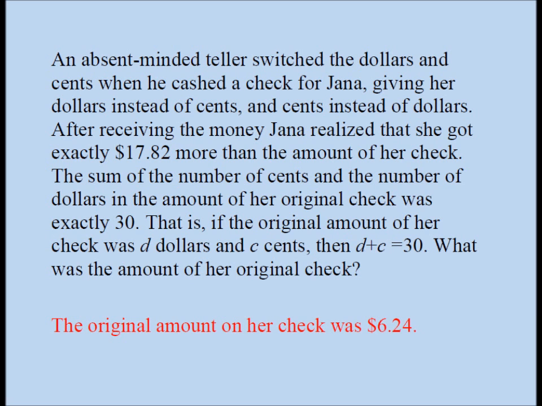Let's revisit the question. So we concluded that our original amount on the check was $6.24, and she must have received $24.06, and the difference between $6.24 and $24.06 is exactly $17.82. You can double check, and 24 plus 6 is 30.